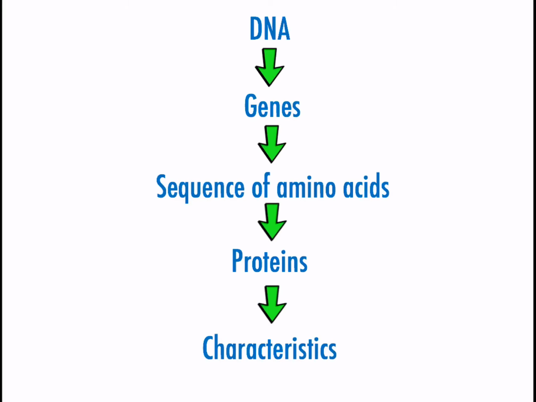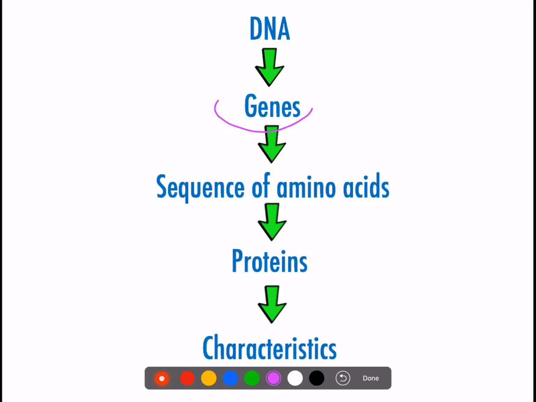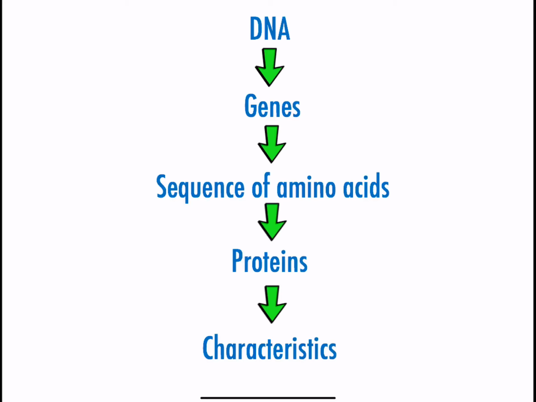Now, what's the function of DNA? Well, DNA contains genes. A gene is just a section of DNA, and genes are responsible for sequencing amino acids in the cell. So the order of bases in the gene determines the order of the sequence of amino acids. The sequence of amino acids then determines what protein is made, whether it's an enzyme, an antibody, etc. And then those proteins determine our characteristics. So make sure you remember this sequence.